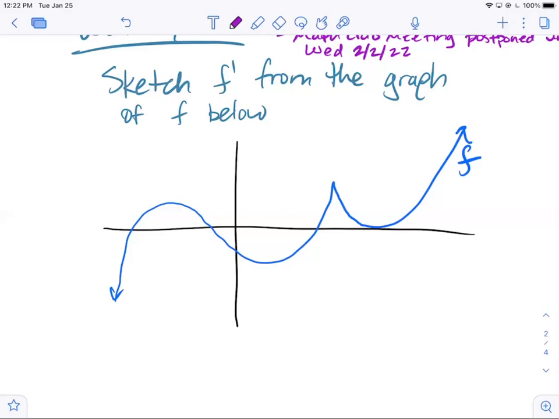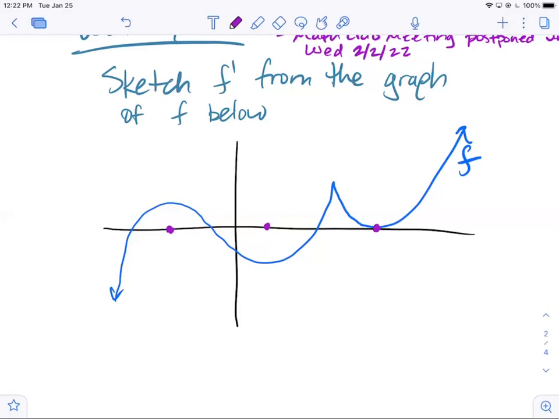Okay, the first thing you want to do though is look to see where this function has horizontal tangent lines. Okay, because that's really the only place where you know the true value of the derivative, and that's going to be at your horizontal tangent line. So I'll choose purple. So right there, whatever that X value is on F, I know that there's a horizontal tangent line to F, so the derivative F prime is going to have a 0 there. There's another one here. There's another one here where F bounces. Okay, so those are my three horizontal tangent lines.